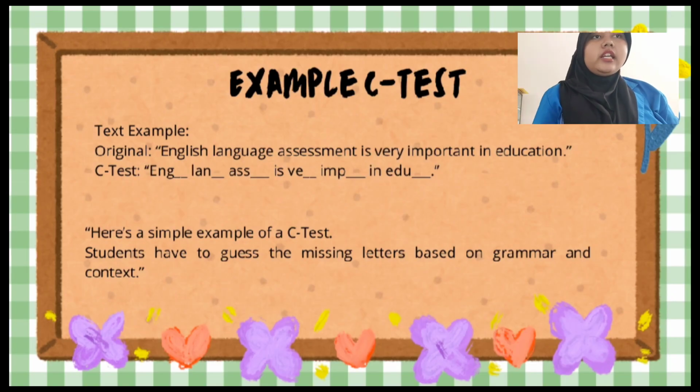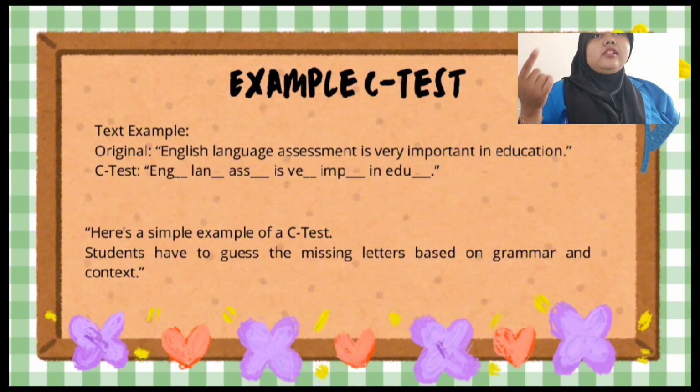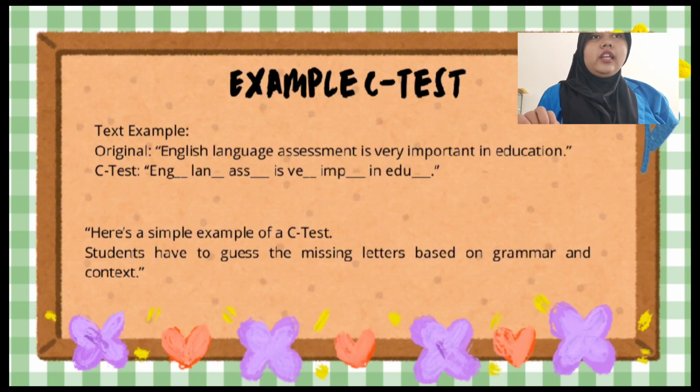In this text, the second half of every second word has been deleted, and then the student must reconstruct the sentence. English language assessment is very important in education. To succeed, they must understand both the grammar and the meaning of the text. This demonstrates how the C-test effectively measures contextual language understanding.